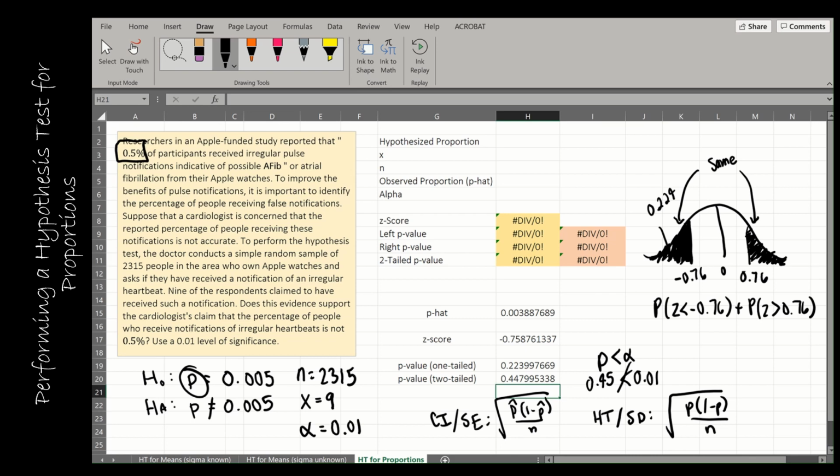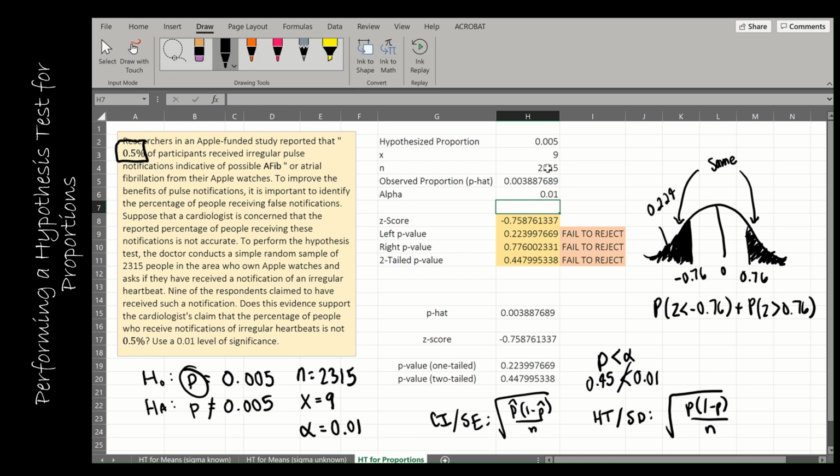So let's talk about how you can do this in Excel, because this part's a little bit tricky, and again, don't feel bad if you can't do it, because when I give you a question like this in your project, I'm going to have you just find the one-tailed and take it times 2. But I know some of you are math nerds like me and want to be able to set up your spreadsheet. I'm going to go ahead and enter our values. So the hypothesized proportion is 0.005, x is 9, n is 2315, observed proportion is 9 divided by 2315, and alpha is 0.01. So I have everything that I need.